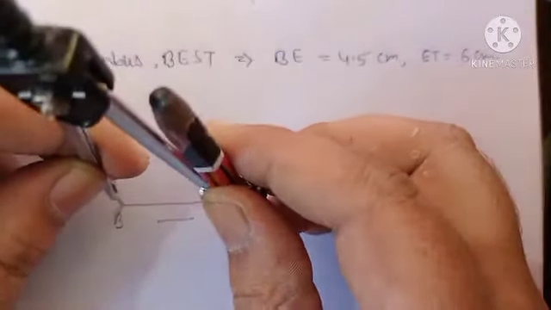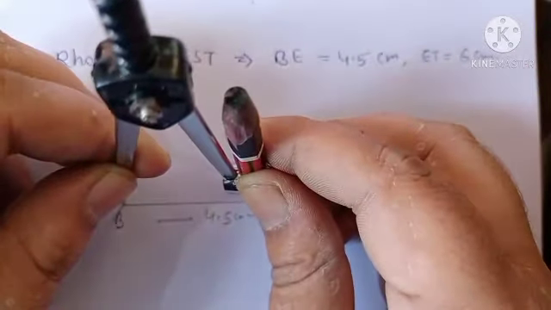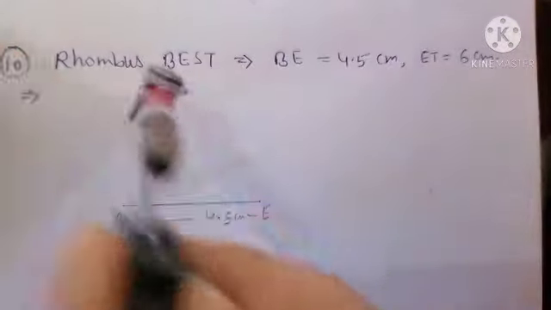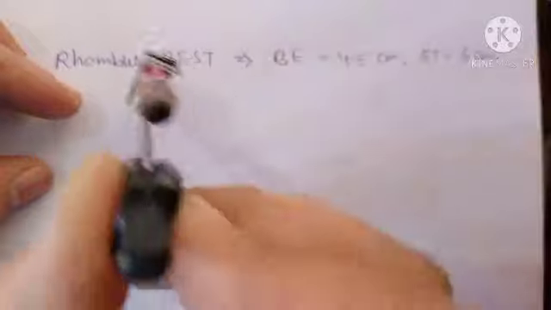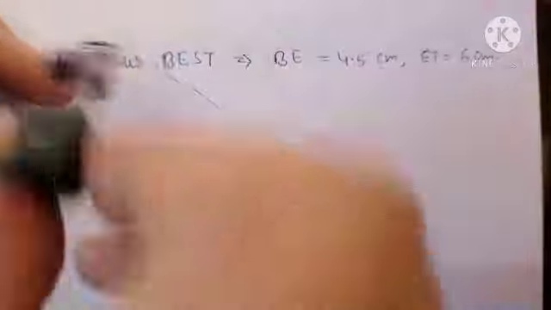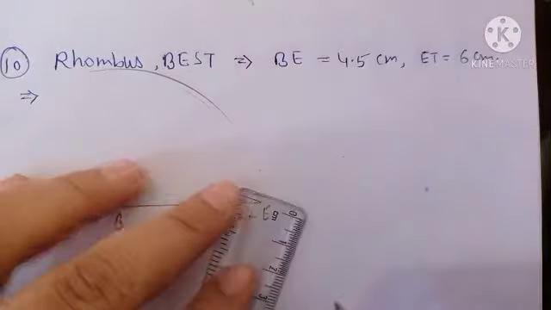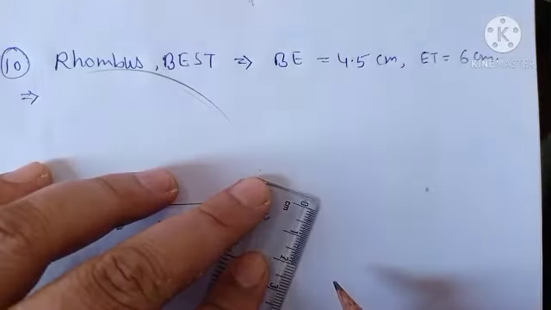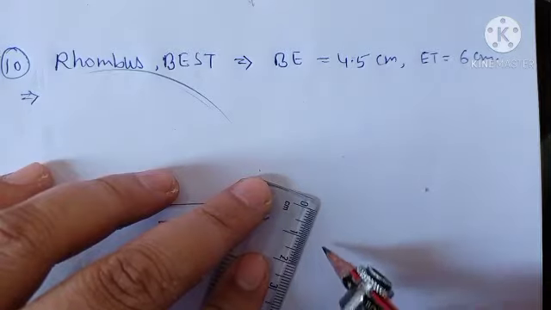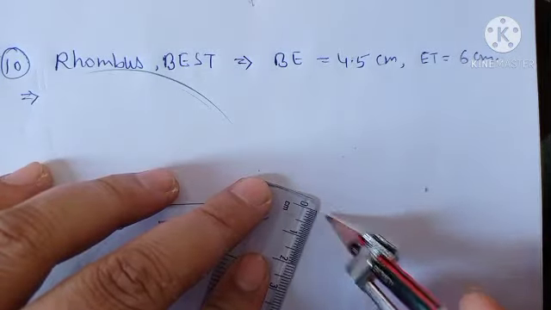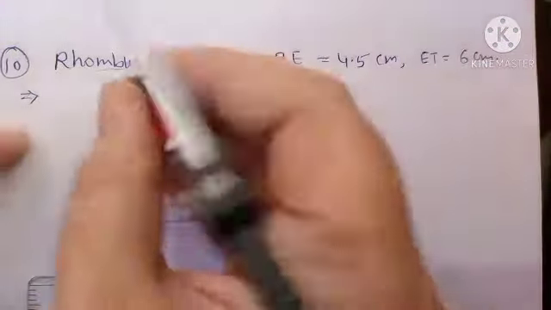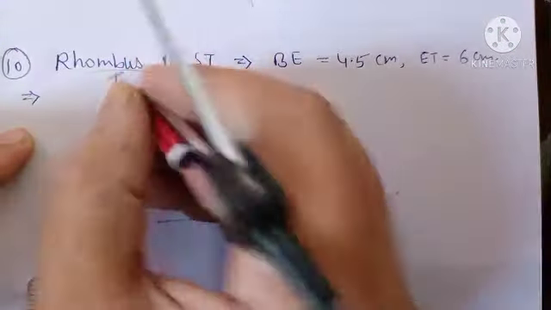B as center and 4.5 as the radius, we will draw an arc. Here we will draw an arc. Now taking E as center and ET is 6 centimeter, so taking E as center and 6 centimeter as radius, we will draw another arc which will meet the previous arc at T. This point is T.